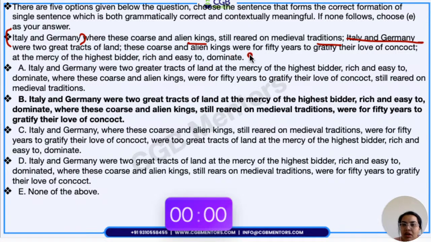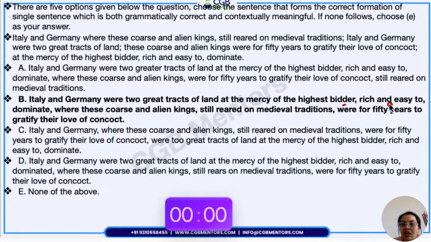These kings were for 50 years, to gratify their love of conquest, at the mercy of the bidder, etc. So Italy and Germany were two great tracts of land at the mercy of the highest bidder.